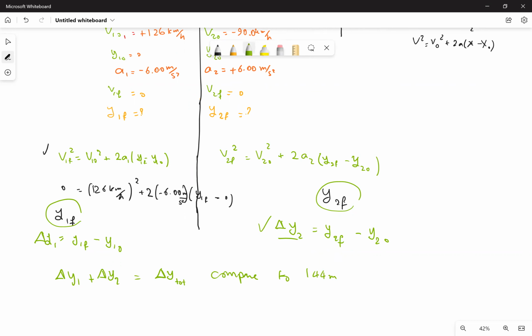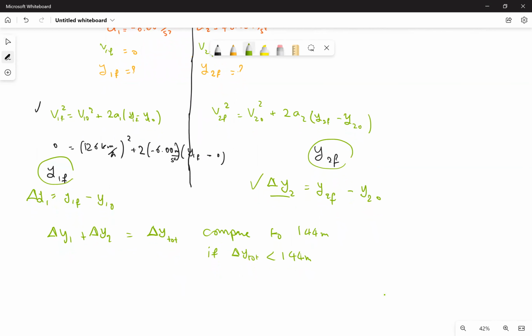The only thing you need to do is convert those 126 kilometers per hour and 90 kilometers per hour to meters per second. Then compare delta y total to 144 meters. If delta y total is smaller than 144 meters, then there is no collision. If delta y total is greater than 144 meters, then there is a collision.